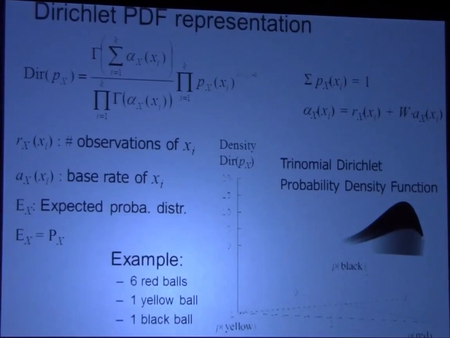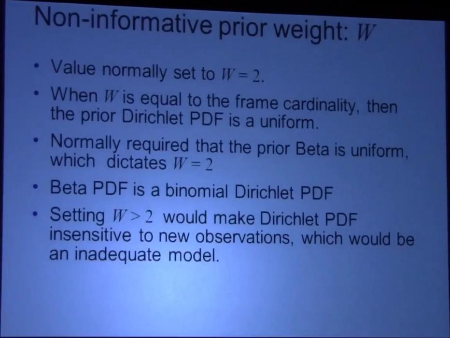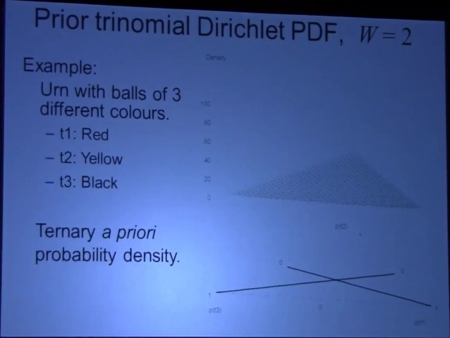That's the hill shape. So this is if you picked, let's say, 3 colors, picked 6 red balls, 1 yellow ball, and 1 black ball. That's what you get. And now the expected probability of the Dirichlet is equal to the projected probability of the opinion. So they are equivalent. So here's the mapping, the bijective mapping between the Dirichlet and the opinions. Non-informative prior rate, I explained that already, so I think we just continue.